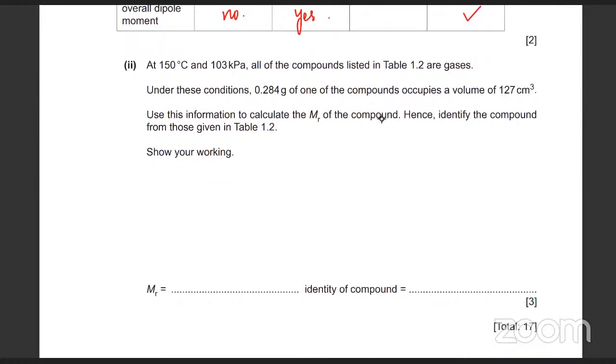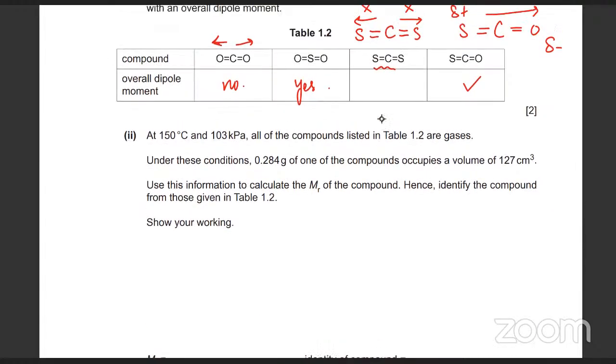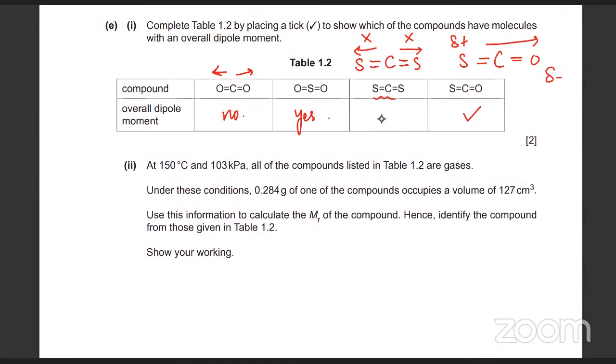So in the next one, there's a gas at 150 degrees centigrade, 103 kilopascals. All of the compounds listed in table 1.2 are gases. Under these conditions, 0.84 grams of one of the compounds occupies a volume of 127 cm3. Use this information to calculate the amount of the compound, hence identify the compound.